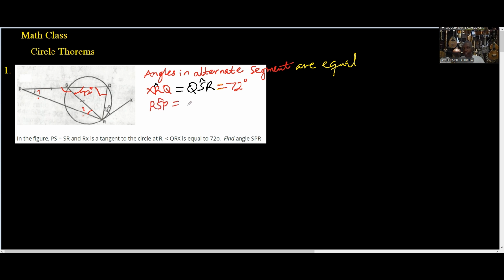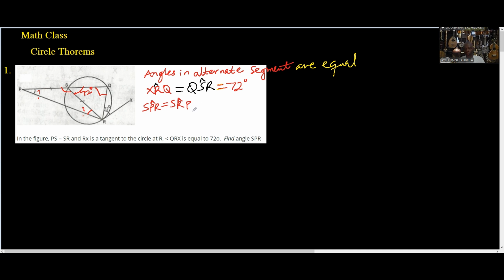RSP will be 180 minus 72. Or we can say these two angles add up to give us the RSP because the sum of the exterior angle equals the sum of the opposite interior angles. So instead of going that way, we can say angle QSR, we're looking for SPR. So SPR will be equal to SRP.